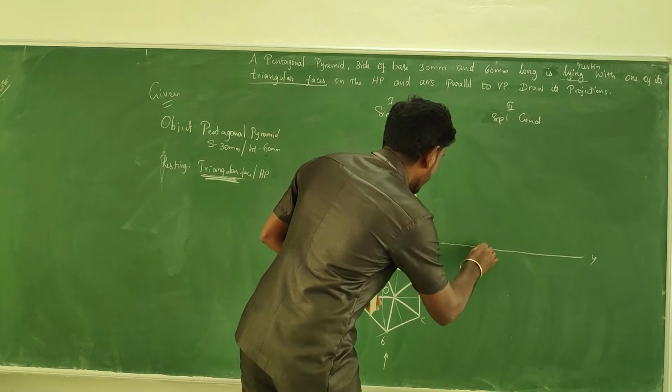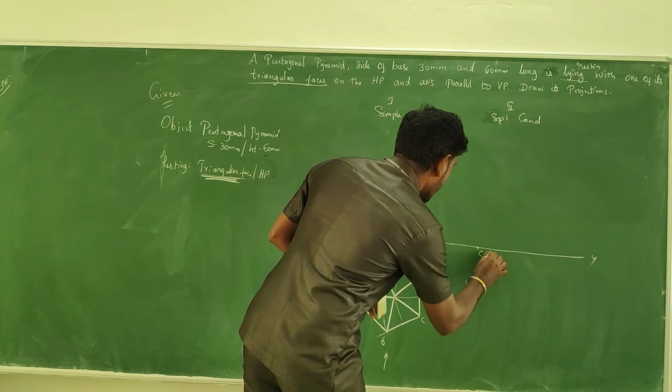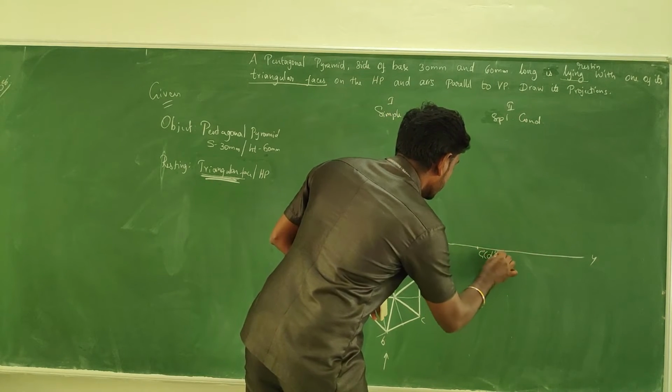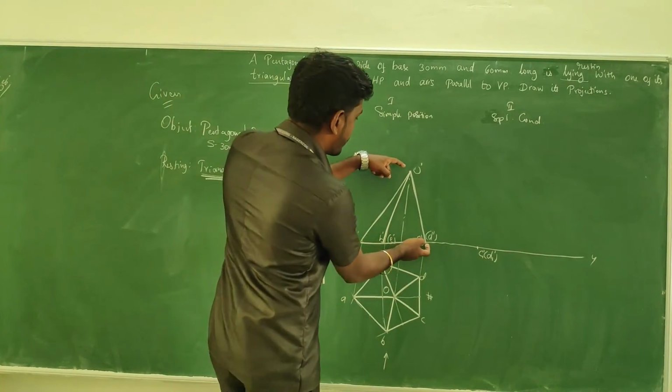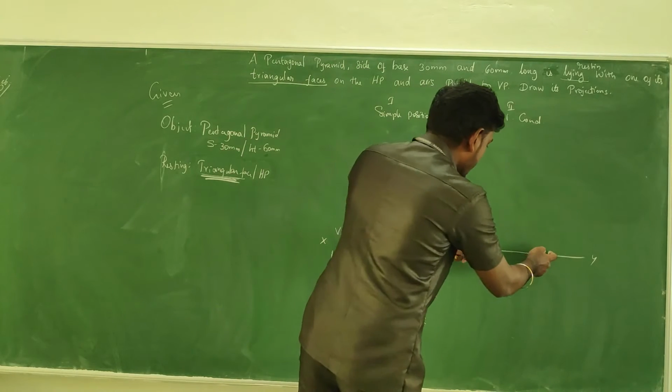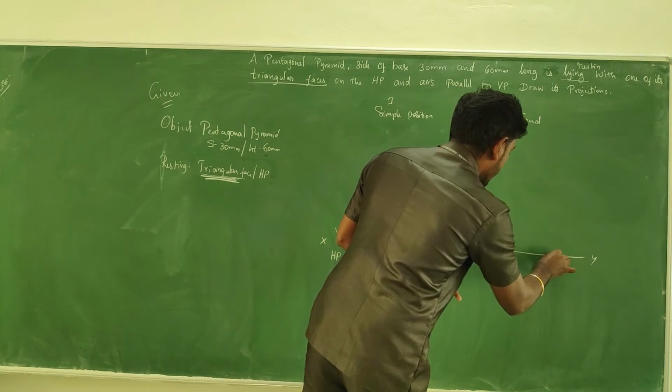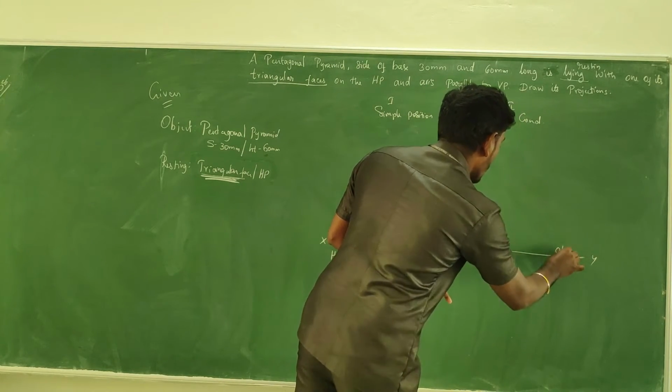Take the points which are nothing but C and D1 dash. And in order to specify O, take the measurement from C to O, and by keeping it at the XY line, mark a point. This would be O1 dash.